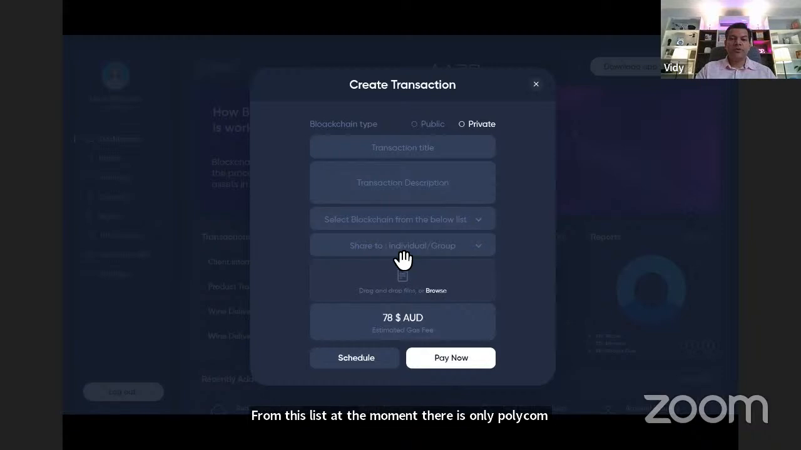We also have created the option to share the transaction with another individual or a group. So we have the option to create groups, and we can share it to the group, or you can share it individually by adding their email. You can also attach files to the transaction. So the file attach option is here. And once you attach a file, it works out how much transaction fee would be required. Here it is showing $78, but it's not that expensive. When we do a real demo, I will show you that it is just over $1.